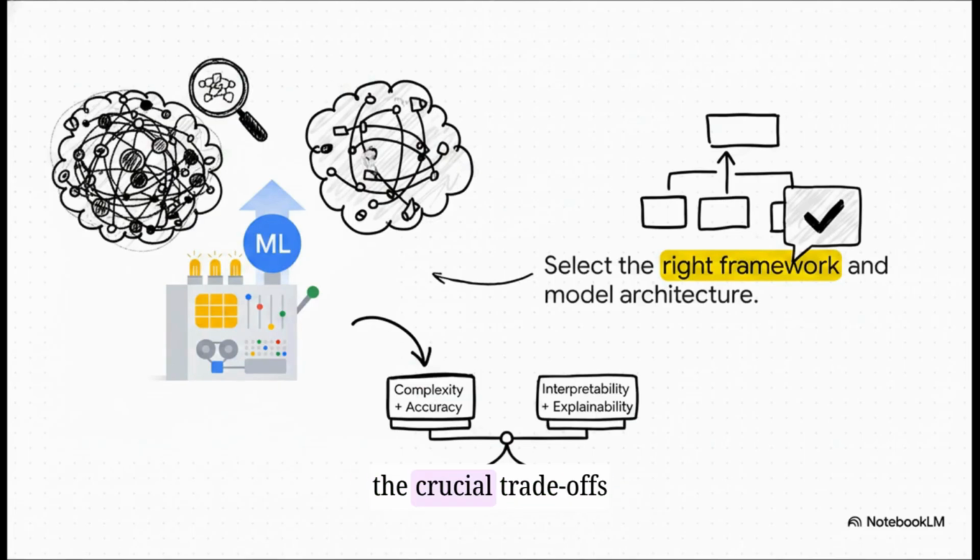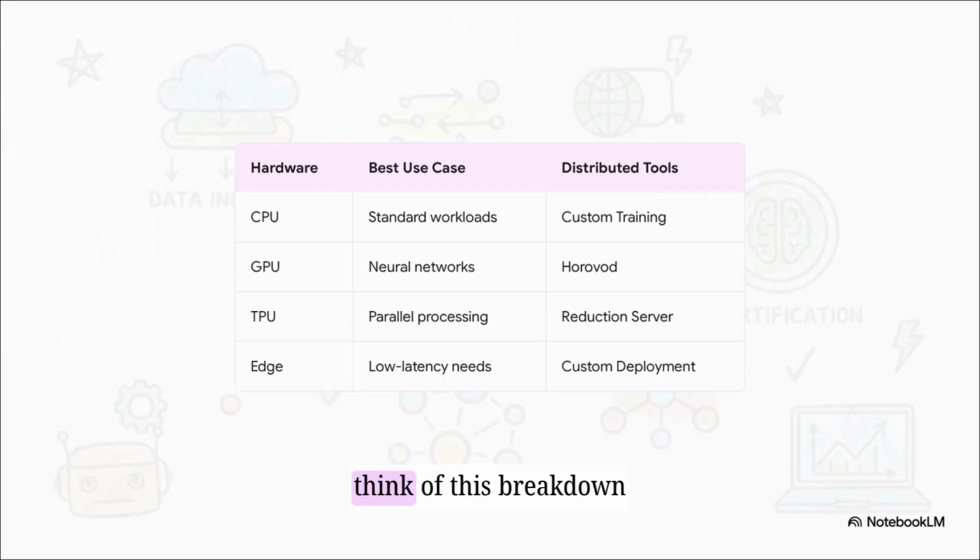You have to navigate the crucial trade-offs between model complexity and your interpretability requirements. Like, a massive, complex deep learning network might give you the highest accuracy, but if your business, or maybe the law, requires you to explain exactly why a decision was made, well, you might need to step back and choose a simpler, more interpretable framework. Now think of this breakdown as your ultimate infrastructure cheat sheet.